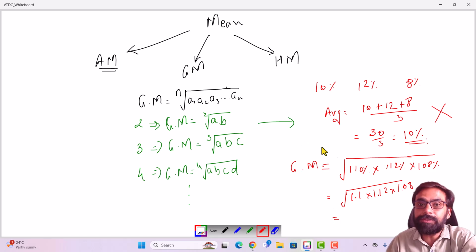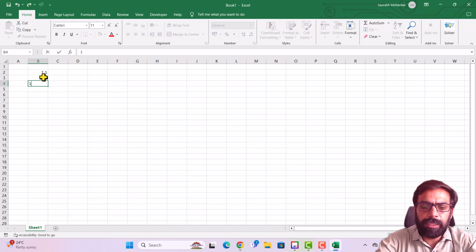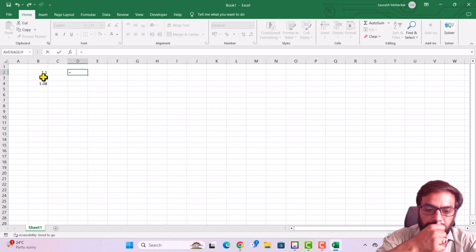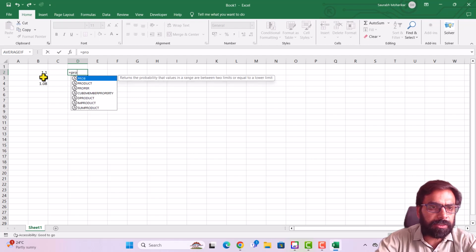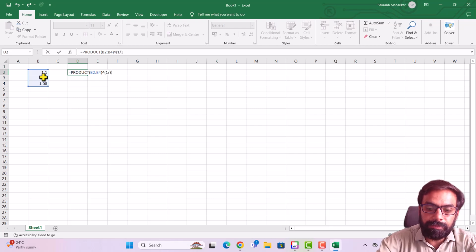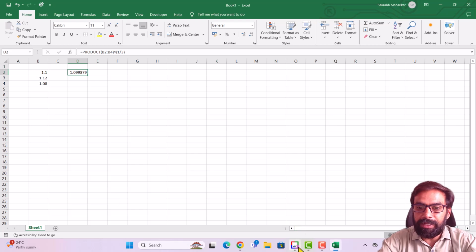Let me use Excel to compute the values. All right, so I just opened up a simple Excel. The three numbers are 1.1, 1.12, and 1.08. I need to calculate the geometric mean. As there are three numbers, I'm looking forward to multiplying these three, the product of these three, and raising them to the power of 1 by 3. It's the cube root, isn't it? Now, if I do this, it'll come out to be 1.099879. Okay, let me get back to my dashboard over here.